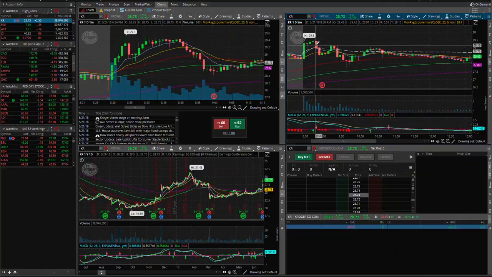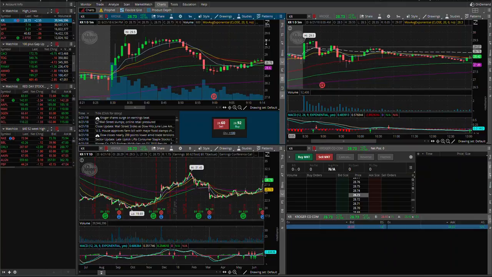Now, other people use different periods of time for their EMAs or SMAs. Me personally, I like having it measured in 9. It works for me in my trades. So let me open up my studies so I can show you my settings.